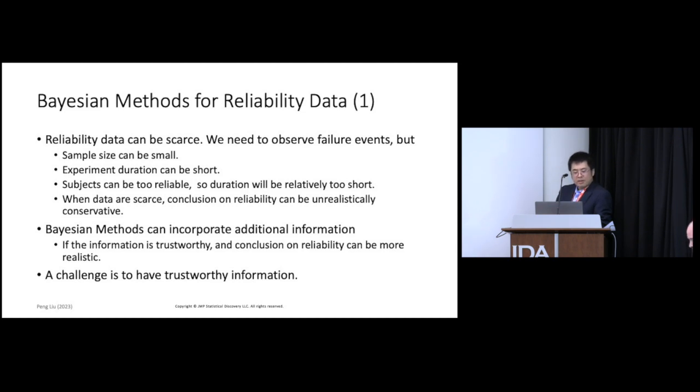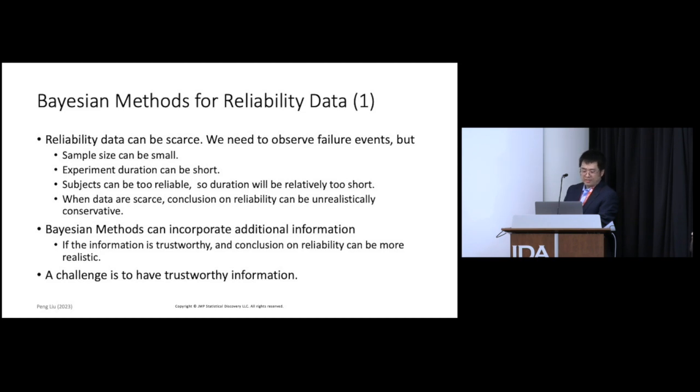Also, the subject can be very reliable, and so the duration of experiments is relatively short, yet we want to be able to observe failures. So when data are scarce, conclusions on reliability can be unrealistically conservative. That means if we have few failures, the conclusion using a normal approach is probably conservative, meaning your actual situation is better than that. But how do you back up your assertion?